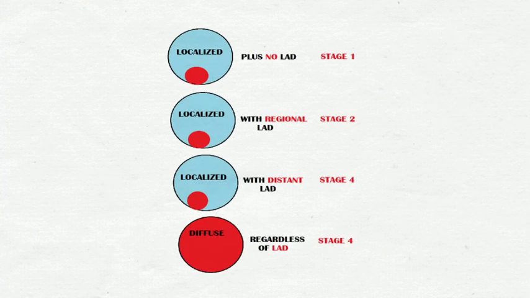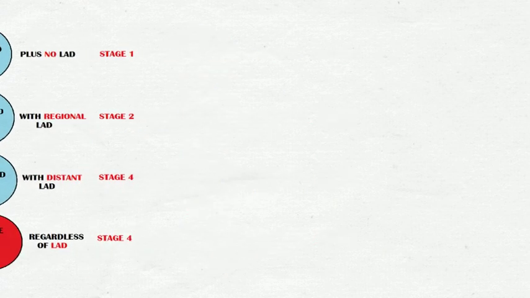For extralymphatic sites, staging is slightly confusing. Let's take a look at a figure first. Stage 1 implies localized involvement of one extralymphatic site without locoregional involvement. Stage 2 implies localized involvement of one extralymphatic site with regional lymph node involvement. And stage 4 implies diffuse involvement of an extralymphatic site or localized involvement with distant non-locoregional lymph node involvement.